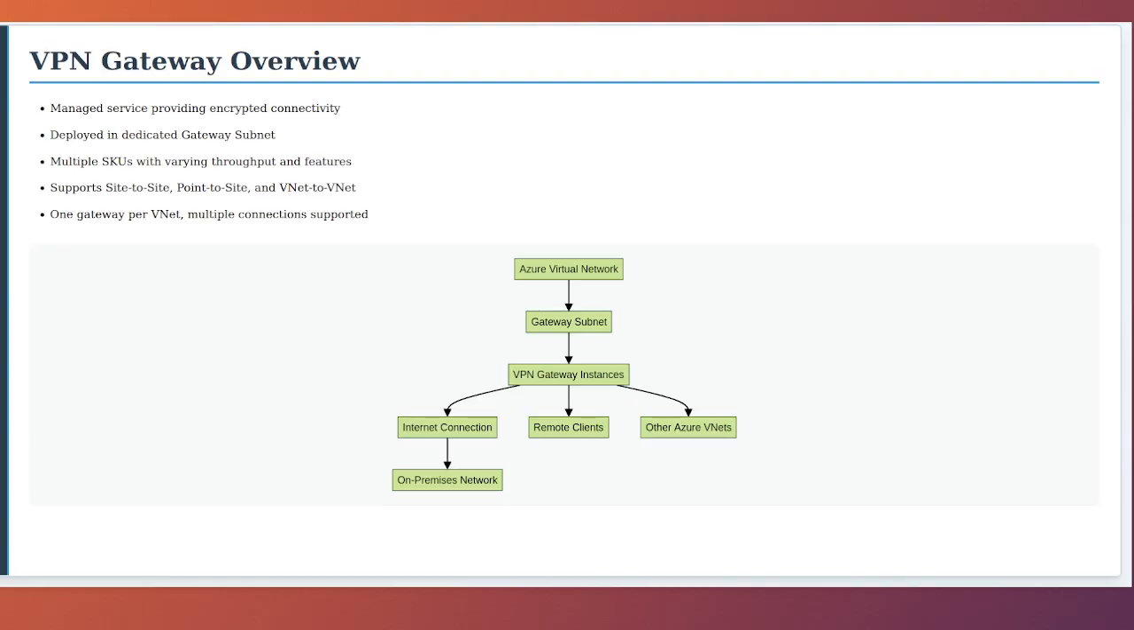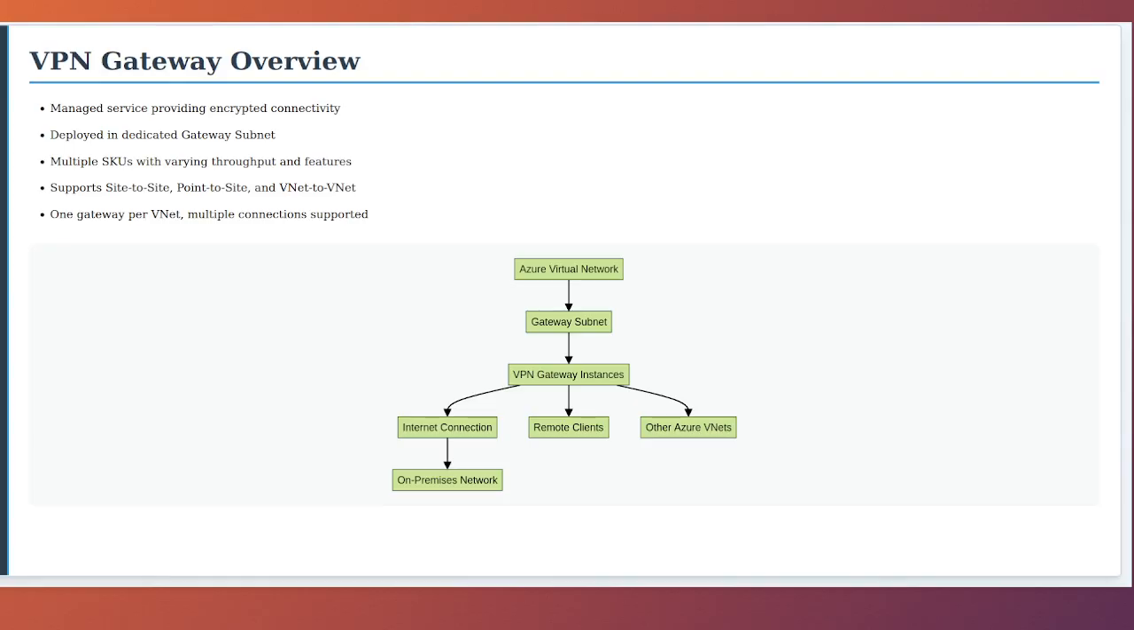When you deploy a VPN gateway, Azure creates two or more virtual machine instances that are deployed to a special subnet called the Gateway Subnet. These VM instances contain routing tables and run specific gateway services, but they are completely managed by Azure, meaning you cannot directly configure or access these underlying virtual machines. This managed service approach ensures high availability and reduces operational overhead.